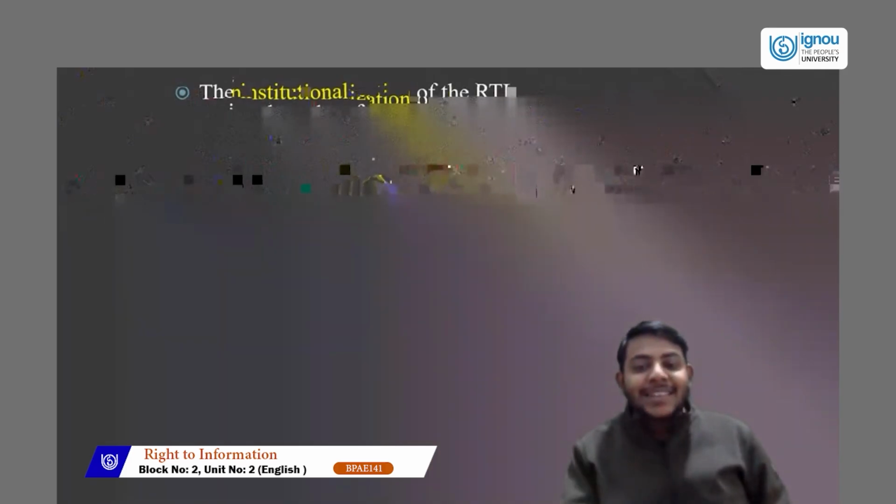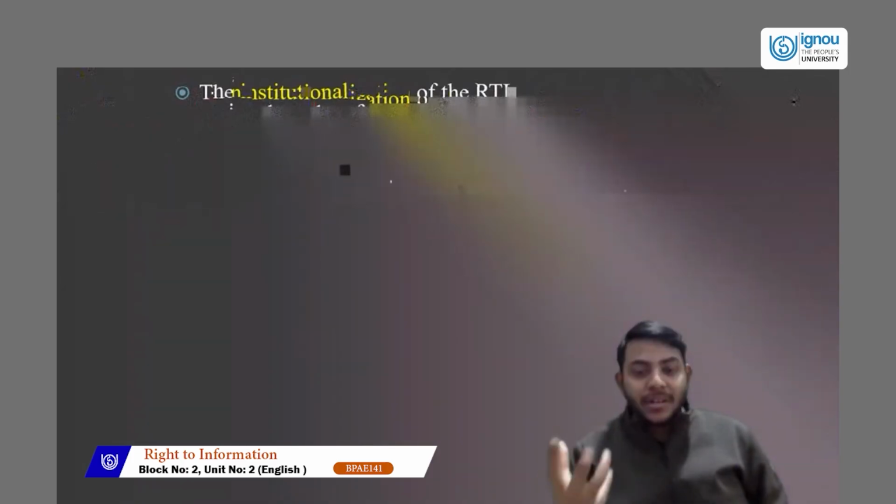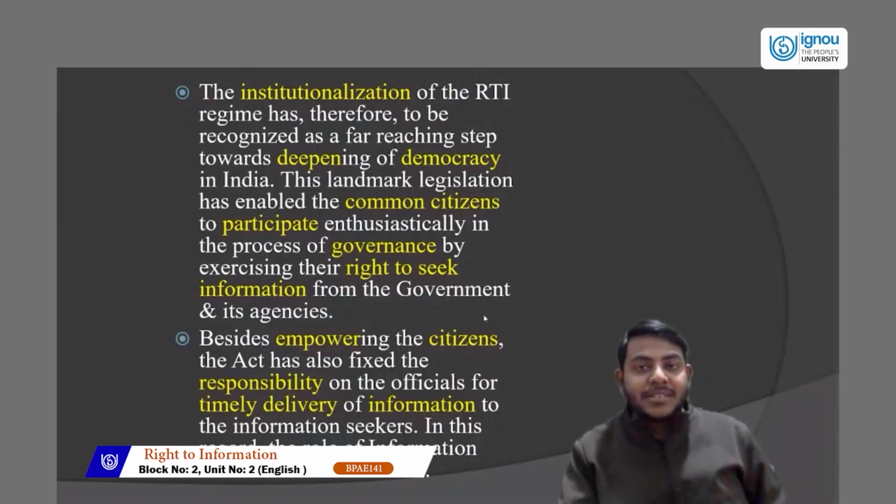And by doing this, they are exercising their right to seek information from the government and its agencies. So it has played a huge role in enabling the citizens to exercise their fundamental right to seek information from the government and its agencies. And also it has increased people's participation in the governance process. And thereby, by doing all these things, it has deepened the roots of democracy in our country.